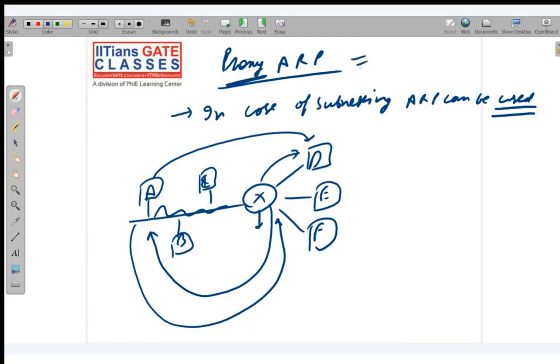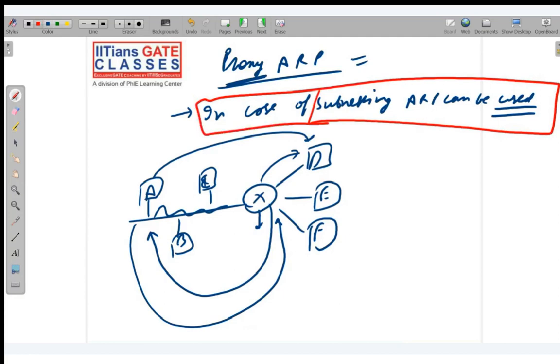This is more than sufficient. You should know one thing only. We should not dig deep into this implementation detail. One thing you should know for MSQ: in case of subnetting, ARP can be used. That's it. This is more than sufficient. And what are we doing? You have got it. The router will send its own physical address to A. A will send the message to the router. The router will send to D. That is the basic thing.